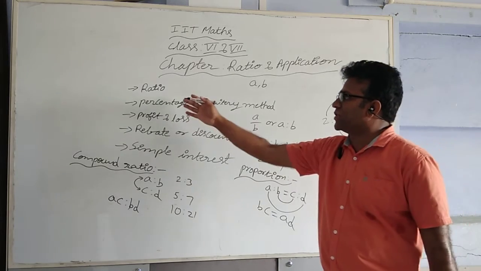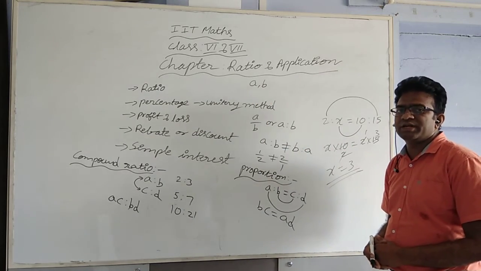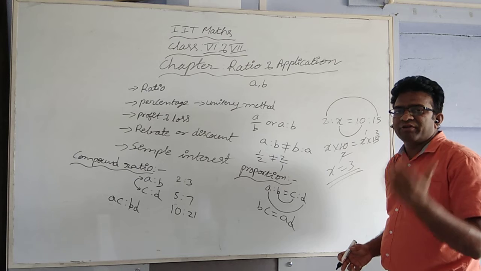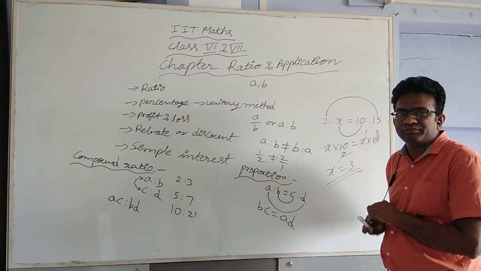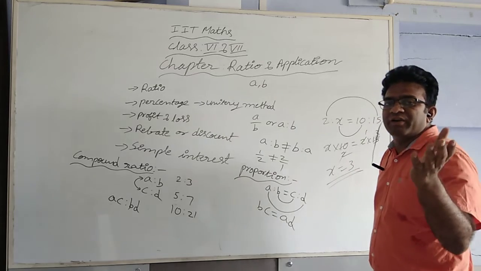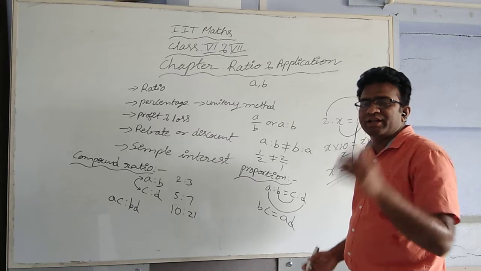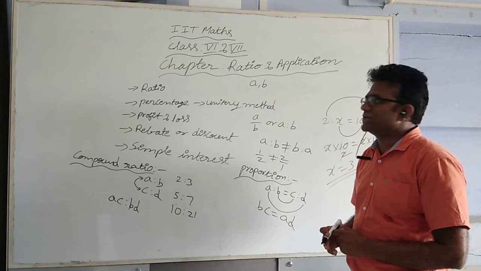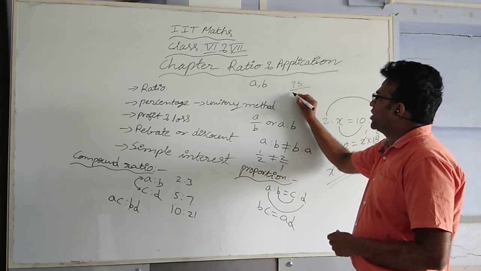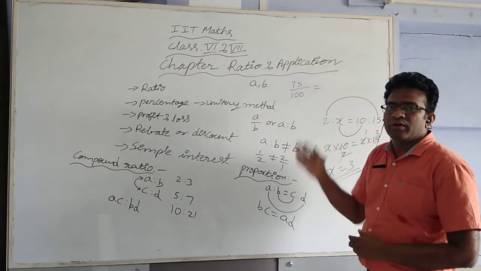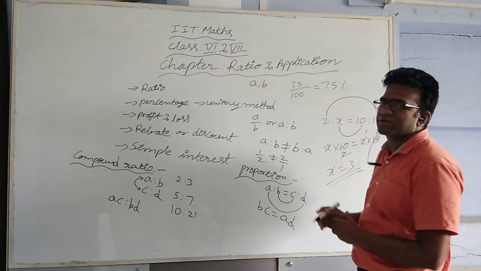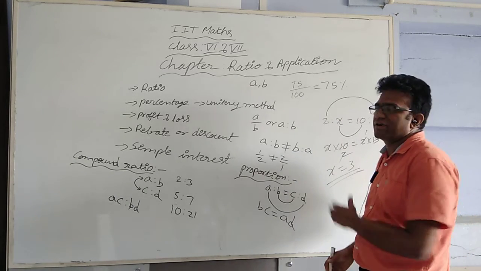Next, we are going to discuss the percentage. Percentage is nothing but out of 100, or per every 100. Otherwise, 100 in the denominator is nothing but percentage. For example, we are going to consider 75 by 100. If we observe 100 in the denominator, then we can write it as 75%.